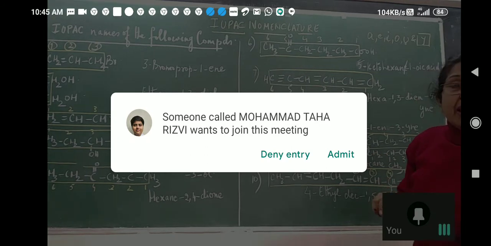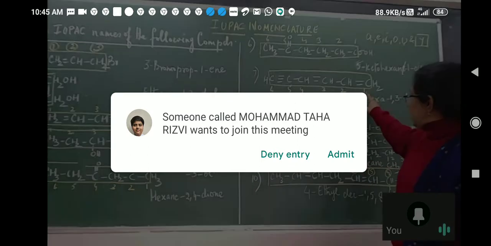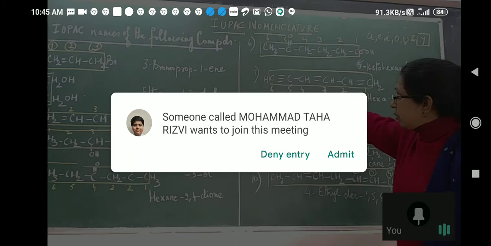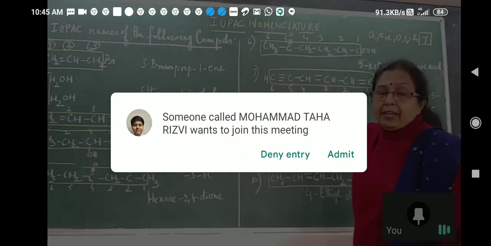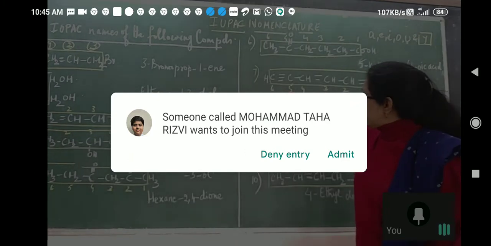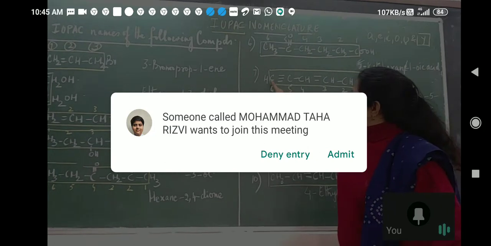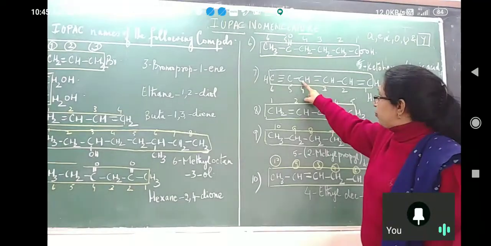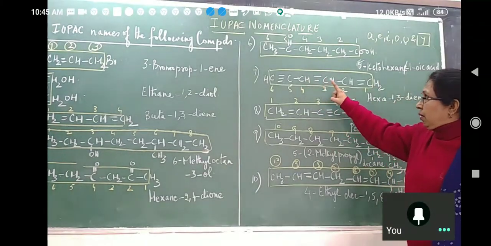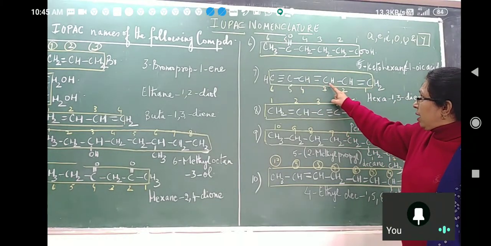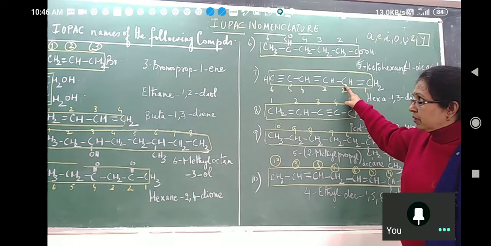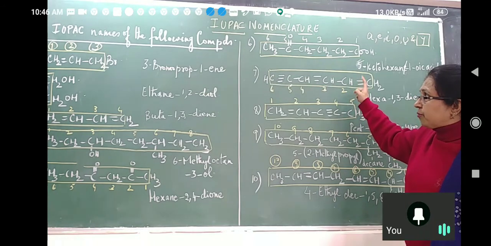And where are these double and triple bonds present? We have to apply the lowest locant rule. See here 1, then 3. 3 plus 1, 4. 4 plus 5, 9. From this end, let us see. If it was 1, 2, 3, 1 plus 3, 4. 4 and 5. 4 plus 5 will be 9. So it is coming the same from both the ends.